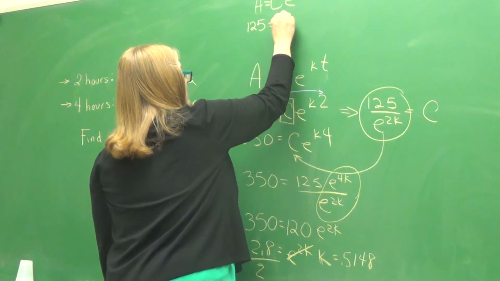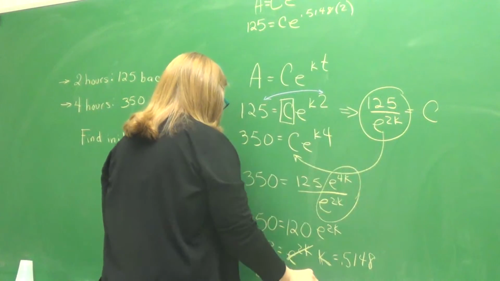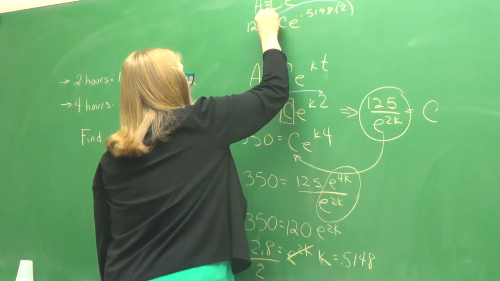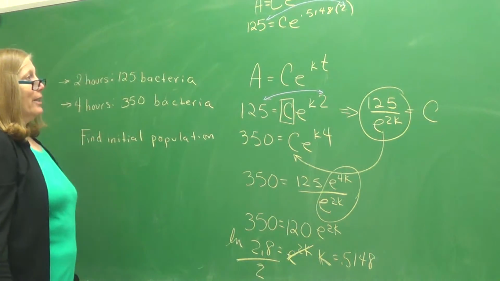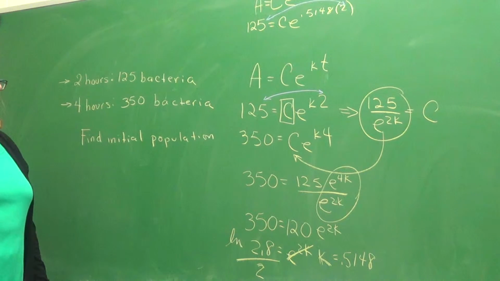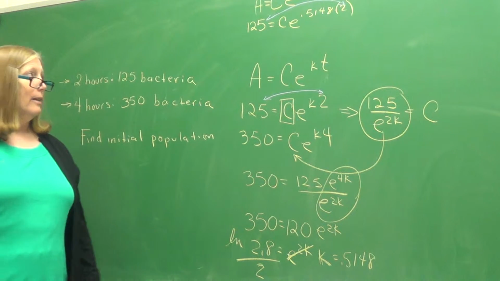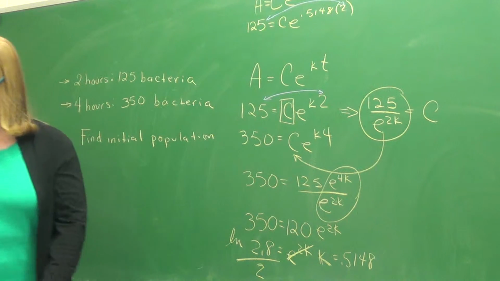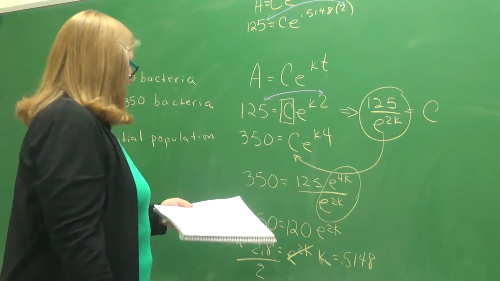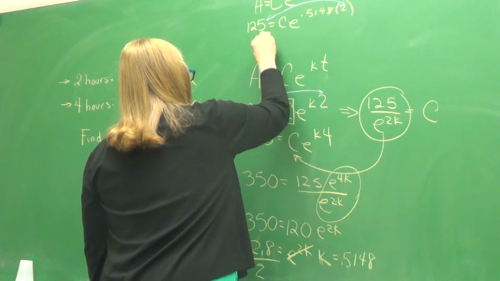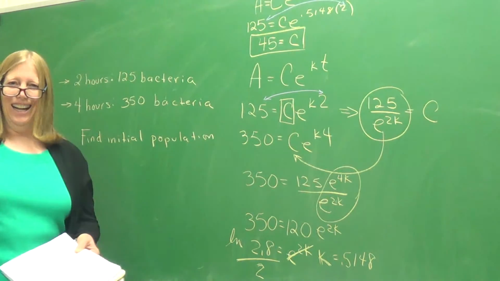All right, so 125 equals C e to the 0.5148 times 2. And remember that connection. This is always connected, and this means at time 2, this amount is in our petri dish. All right, so I'll just let you go ahead and solve that. 125 divided by e to the 0.5148 times 2. Make sure there's some parentheses in there. Is it 44.6? Yeah, so we won't divide our bacteria in half. I'll just round it to 45.